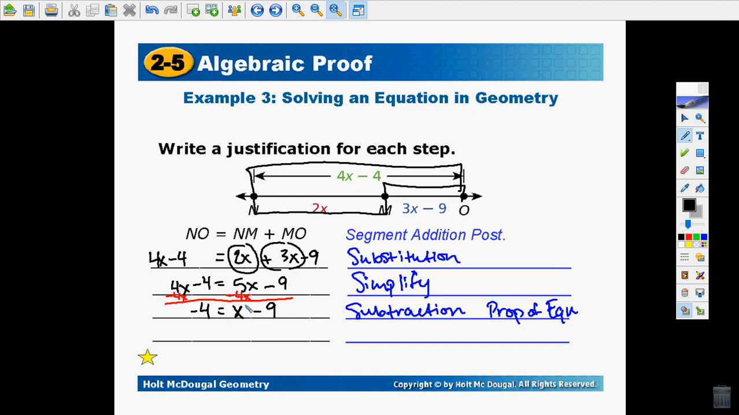So that's what I mean by I'm skipping a step here. I'm skipping the simplify step. If you want to, go ahead, add in a line and write simplify if you'd like.